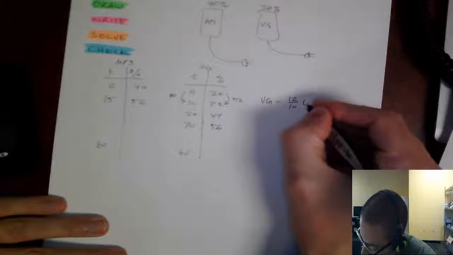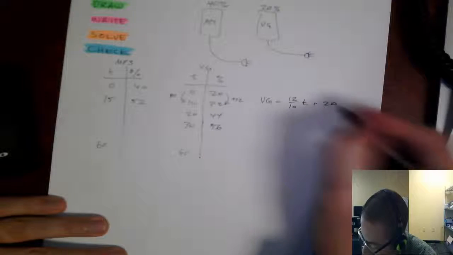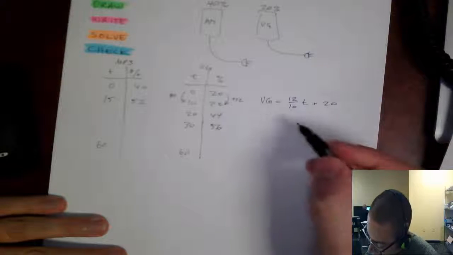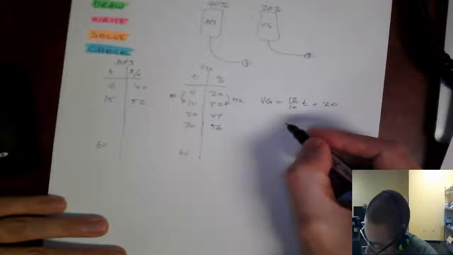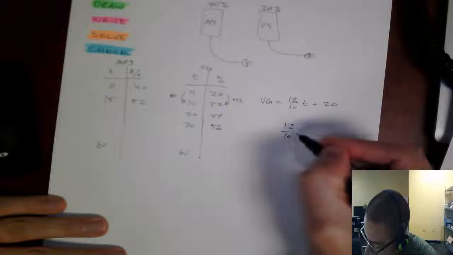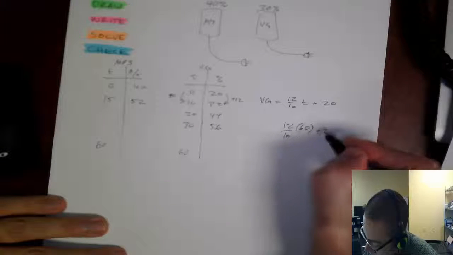Okay, equals t plus, it started with 20. So that's my initial condition. Alright, so if I go to t equals 60, alright, 60 minutes, then I should get my answer.